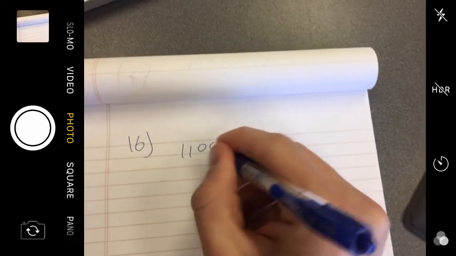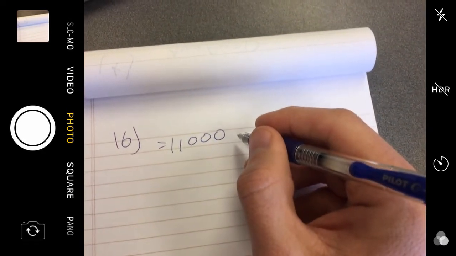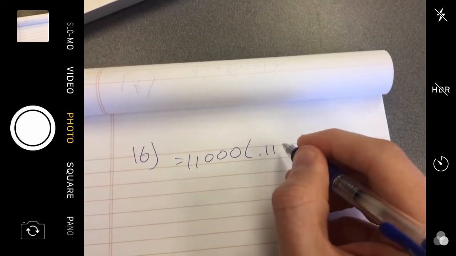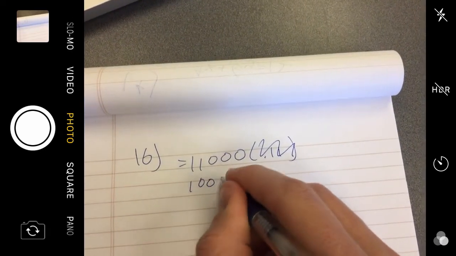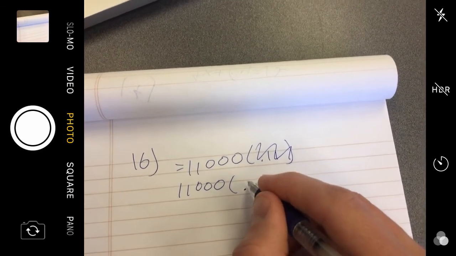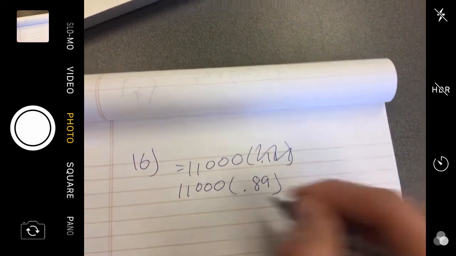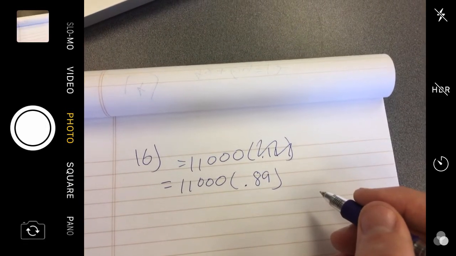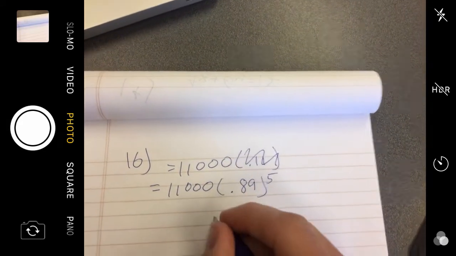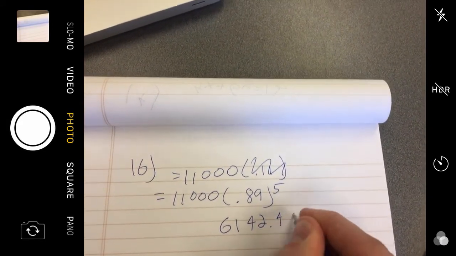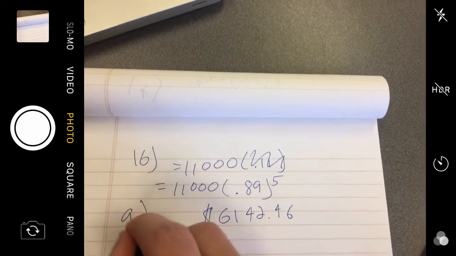Okay, so 11,000 is the initial value. It's depreciating by 11%, so it's not 0.11. That would be wrong. It's going to be 11,000 times 0.89. That's depreciating by 11%. So plug a 5 in there for that first part. So I'm just going to type that in the calculator. 11,000 times 0.89 to the 5. That would be 5 years. It's worth 6142.46. Okay, that's part A.